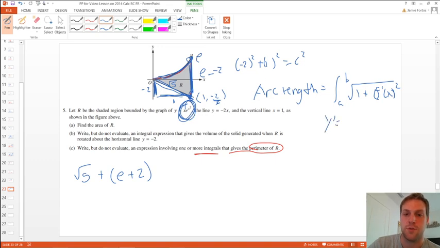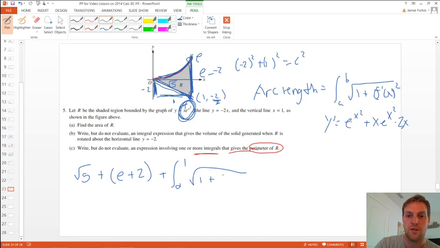So y prime is equal to, that's product rule, so the derivative of the first is 1, keep the second the same, plus keep the first the same, and then the derivative of e to the x squared is e to the x squared times, chain rule here, 2x. Okay, so there's our derivative. So if I want to set up the length of this arc here, we're going to go plus integral, it's still 0 to 1, square root of 1 plus f prime squared. F prime was e to the x squared plus 2x squared e to the x squared. When you simplify it, quantity squared.